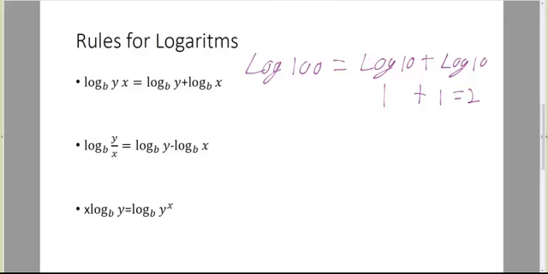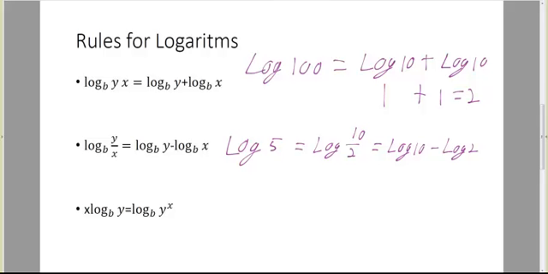We could also divide inside our logarithm, so we have log base b of y over x equals log base b of y minus log base b of x. Then I could do something like log of 5, and I could write that as log of 10 over 2, which will equal log 10 minus log 2. I don't know what log 2 is off the top of my head, but I know log 10 is 1, and then I could plug log 2 into the calculator.